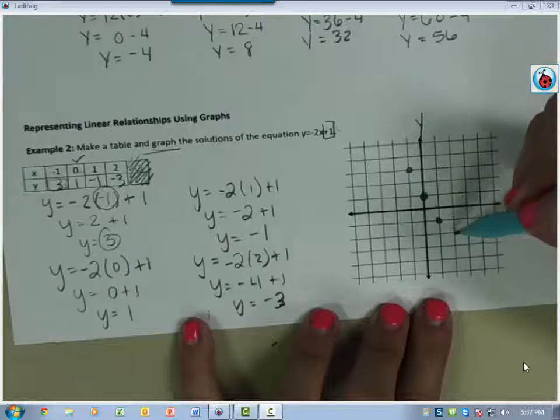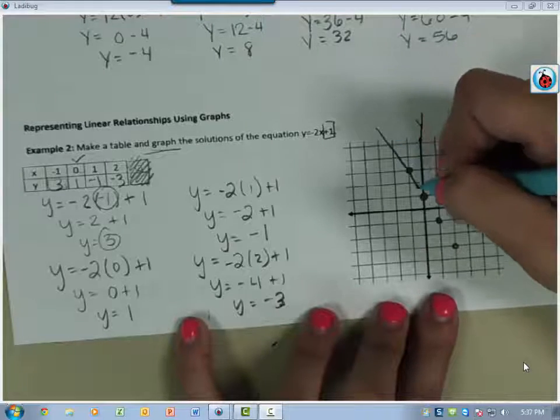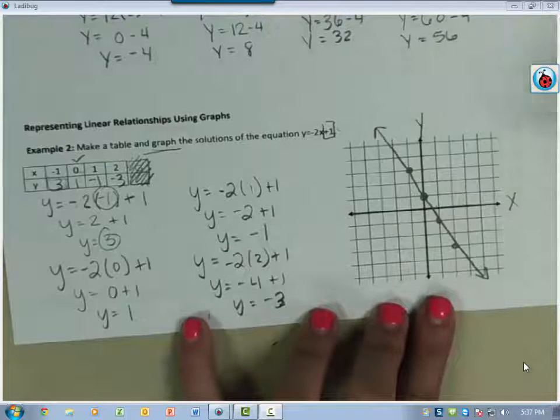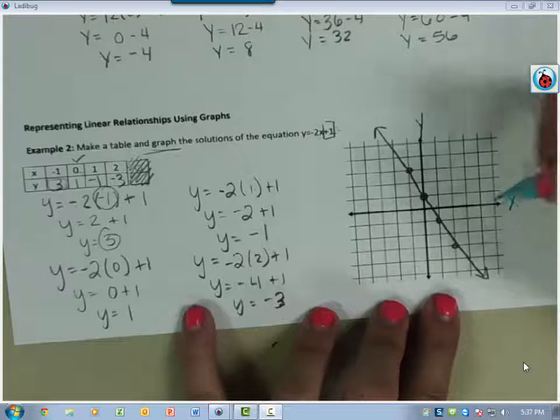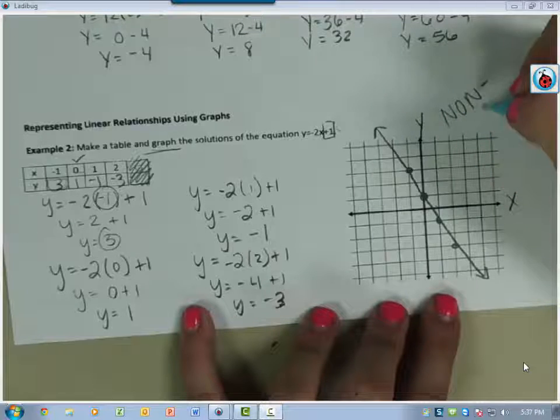Now, I don't have a ruler. Y'all probably don't either, so just make the line the best you can. Alright, we drew a line. Now, is this proportional or non-proportional? You should have said non-proportional because it's not going to go through 0. And this whole lesson is about non-proportional.